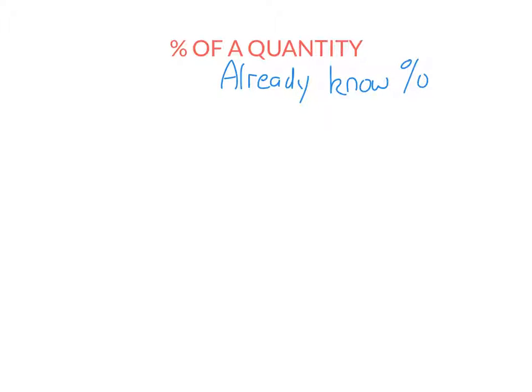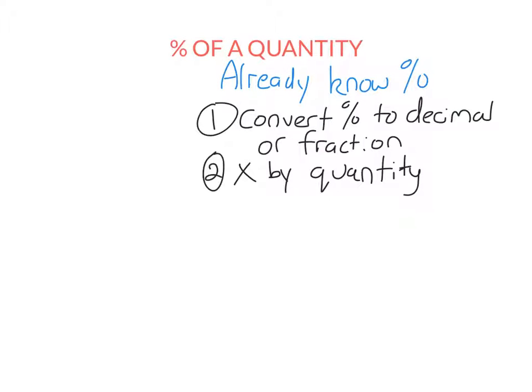So these are ones where you already know the percent and you're trying to find another quantity. So this is pretty easy as well. There's just a couple of steps you need to follow. What you do here is you convert the percentage to a decimal or a fraction. Either way, doesn't matter. Totally up to you. And then you times that decimal or fraction by the quantity. So let's look at an example.